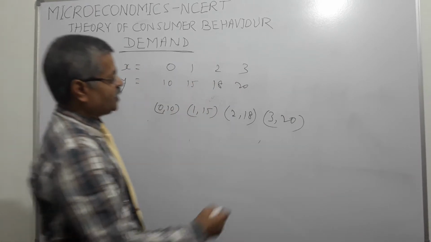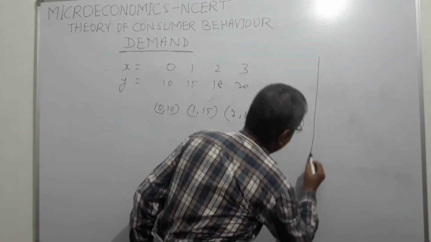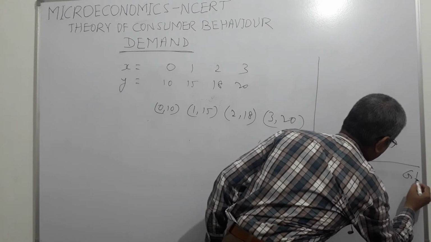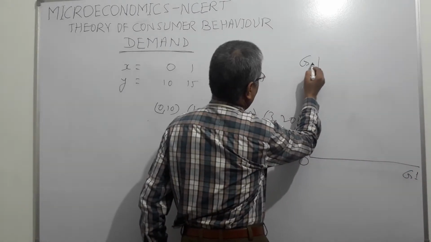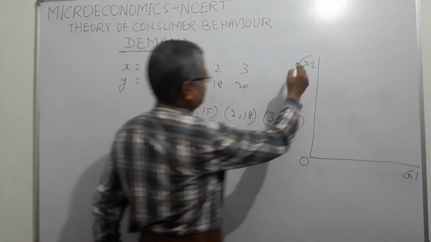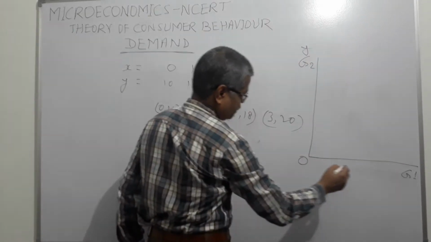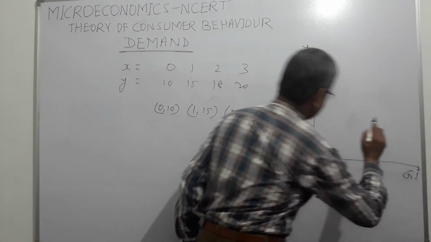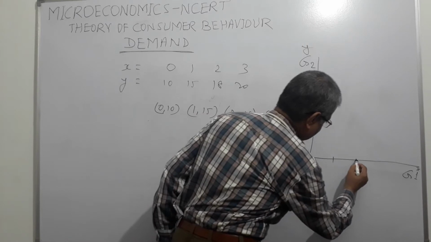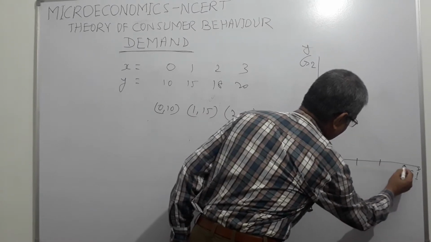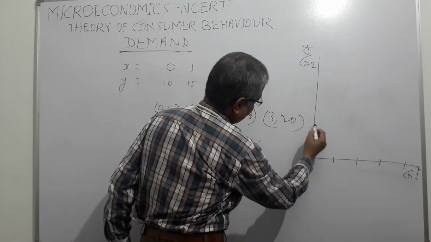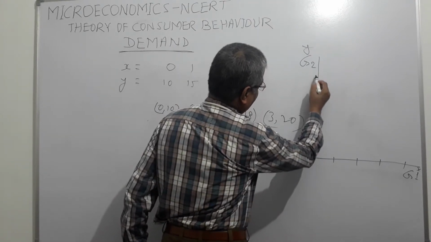When we plot it on a diagram, it becomes like this: O, good 1, good 2. Here, this is Y, this is X. Here we could take 1, 2, 3 and 4 on X, and on Y, 5, 10, 15, 20.